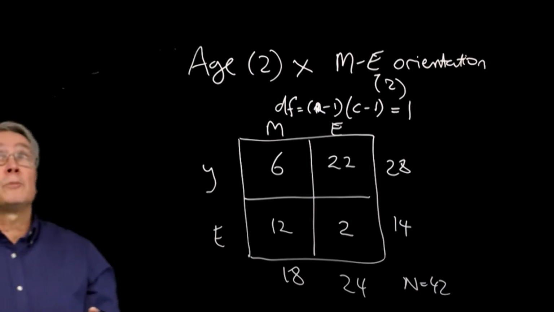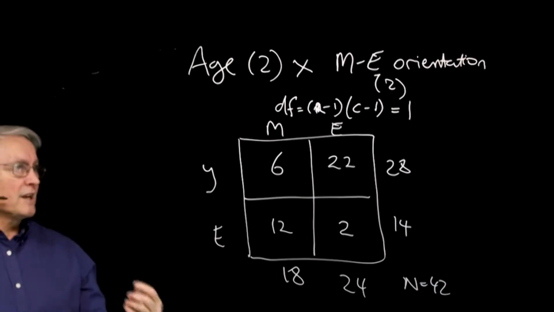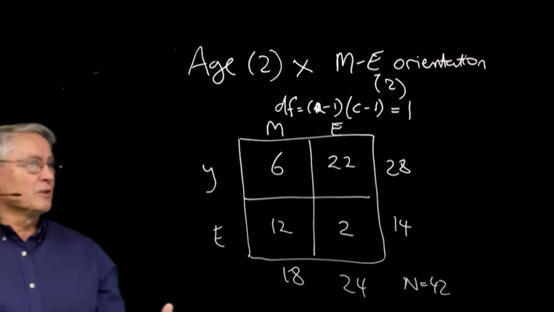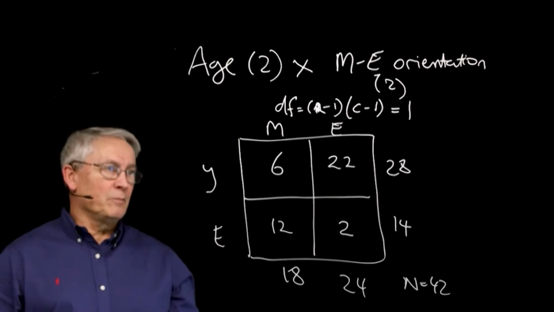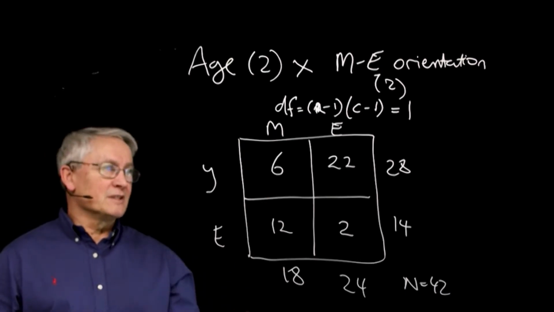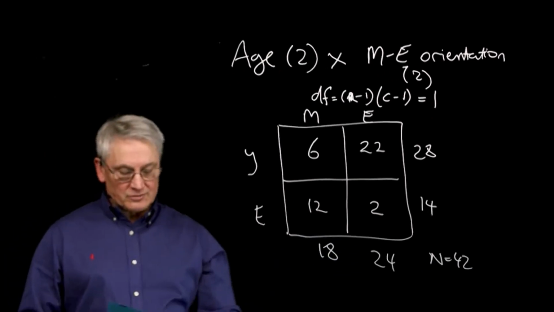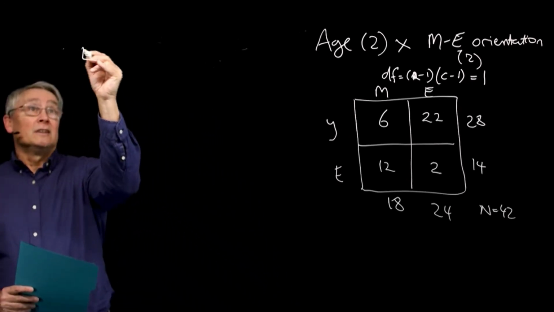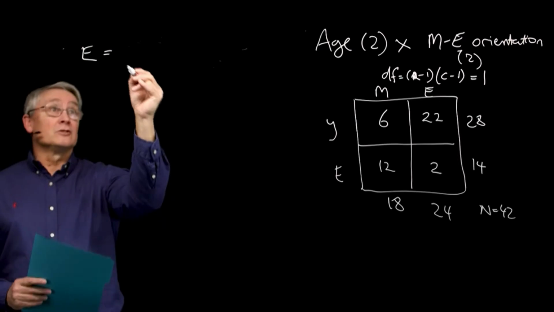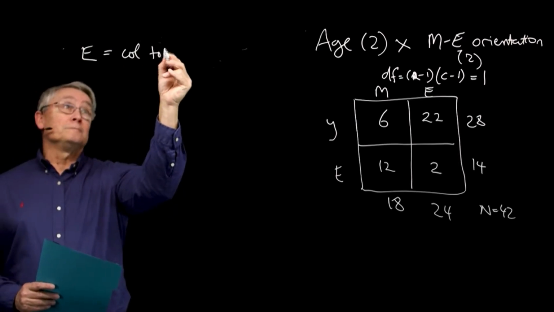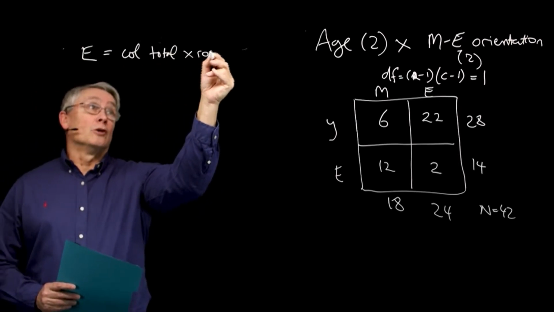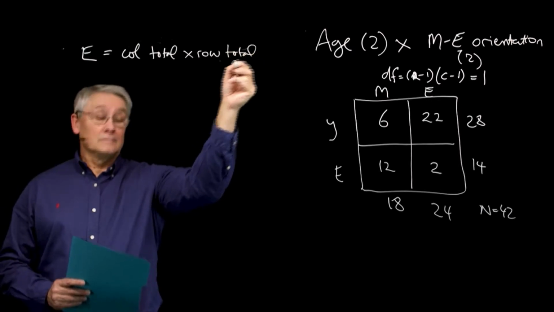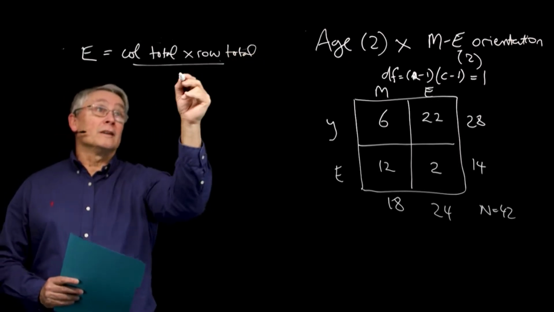In the first problem we did with the chi-square, we actually had to determine the expected frequencies based on some hypothesis. But now we have the observed frequencies here. We can use these marginal totals to calculate the expected frequency. And it's a very simple formula. The expected frequency for each cell will equal the column total times the row total over n.